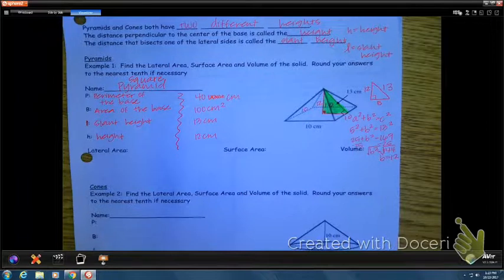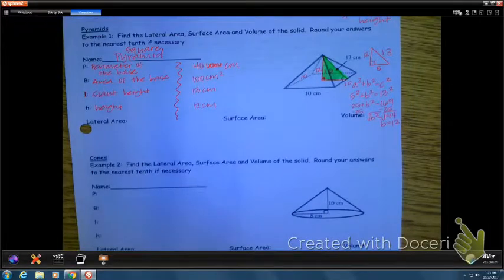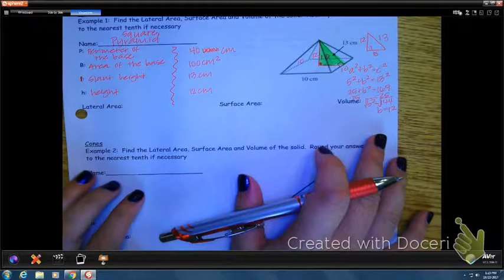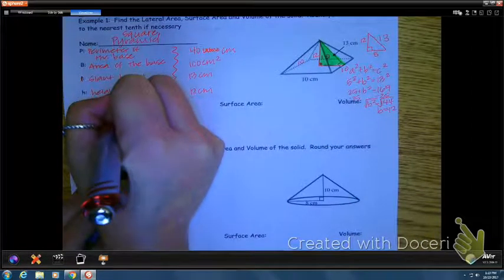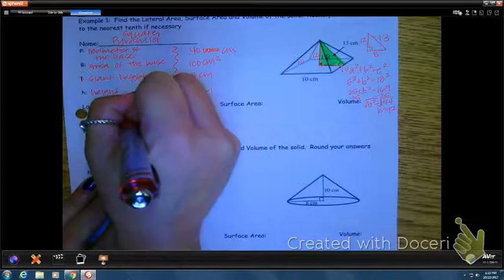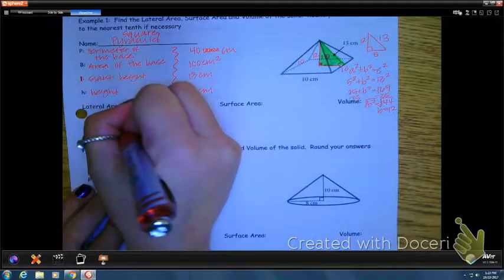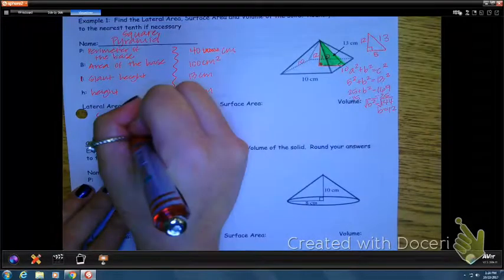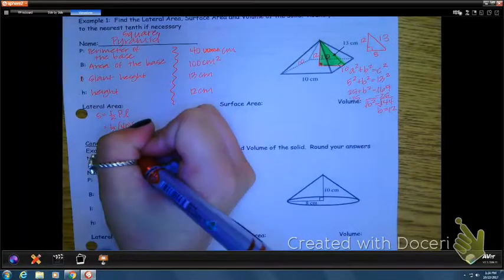Using your formula sheet or your cheat sheet that we made yesterday, we're going to fill in the lateral area, surface area, and volume. The lateral area is 1/2 capital P L. So we have 1/2 P, which is 40, our slant height, which is 13, and plug that into your calculator.